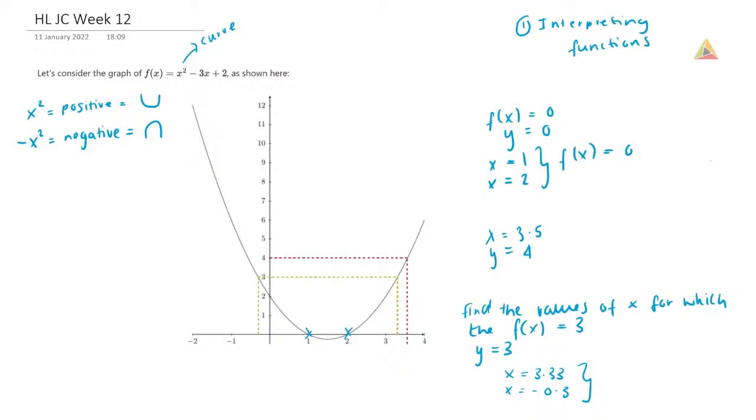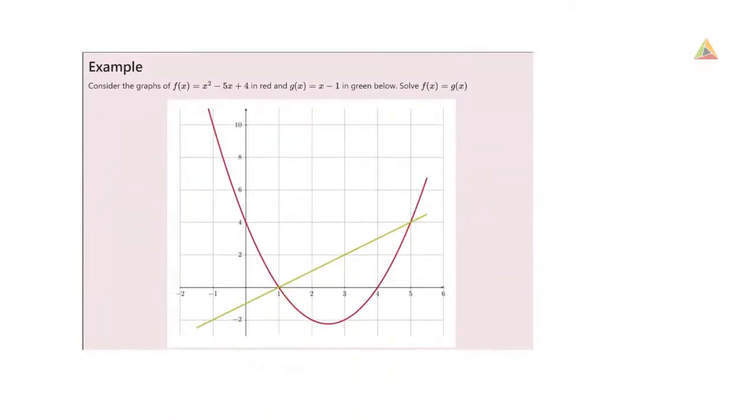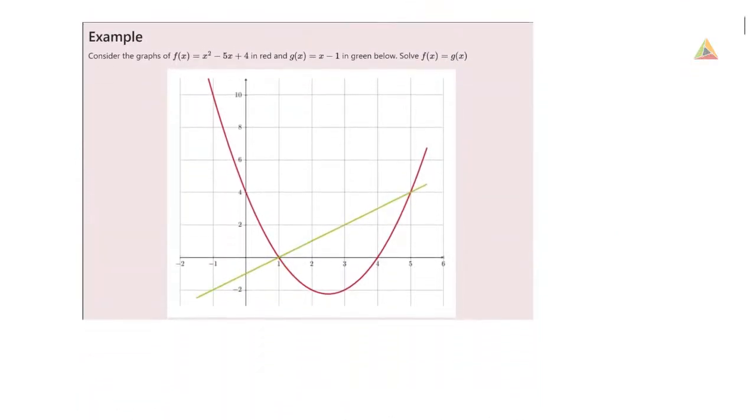Okay, so we're going to do an example now. So I'm just going to scroll down here. So if we look at this example, consider the graphs of f of x is equal to x squared minus 5x plus 4 in red. So they're actually telling you there that the U is in red, so that's the quadratic function. So that's f of x. I'm going to label that. So this is f of x. And then in green, or in red, should I say? No, sorry, green. The green is g of x. So the red is f of x, and then the green is g of x, which is x minus 1.